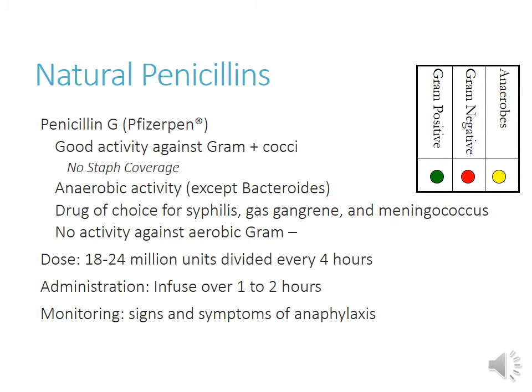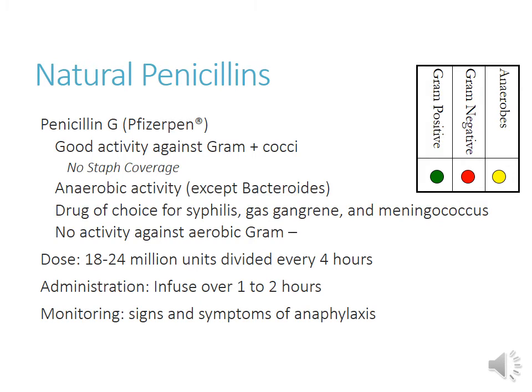The main constituent here is going to be penicillin G. Penicillin G, in general, is going to have good activity against gram-positive cocci, but unfortunately it does not have any staph coverage. We talked about methicillin-sensitive Staph aureus, and penicillin itself is a really prototypical antibiotic. It doesn't have a lot of the advanced features that later penicillins have, so it doesn't have any real staph coverage. It has okay anaerobic coverage, but it's not going to cover Bacteroides.